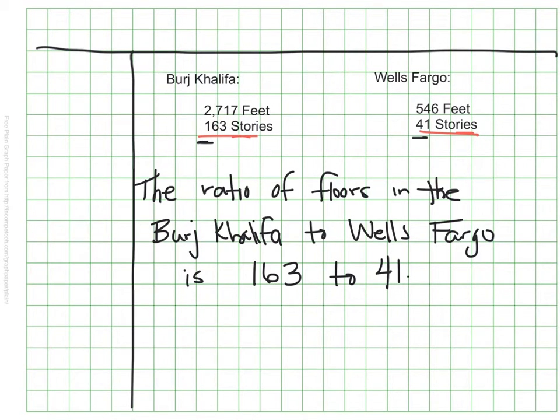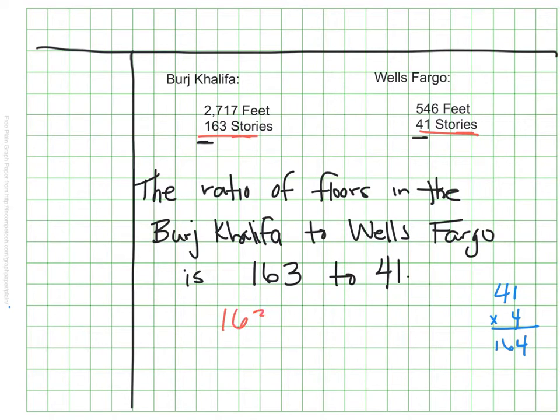So I've written here that the ratio of floors in the Burj Khalifa to Wells Fargo is 163 to 41. But I want to see if I can make that more manageable, to simplify those numbers to make them easier to visualize and understand. The first thing I've noticed is that 41 times 4 is actually 164, which is really close to the number of floors that the Burj Khalifa has. So I'm going to simplify my ratio a little bit.